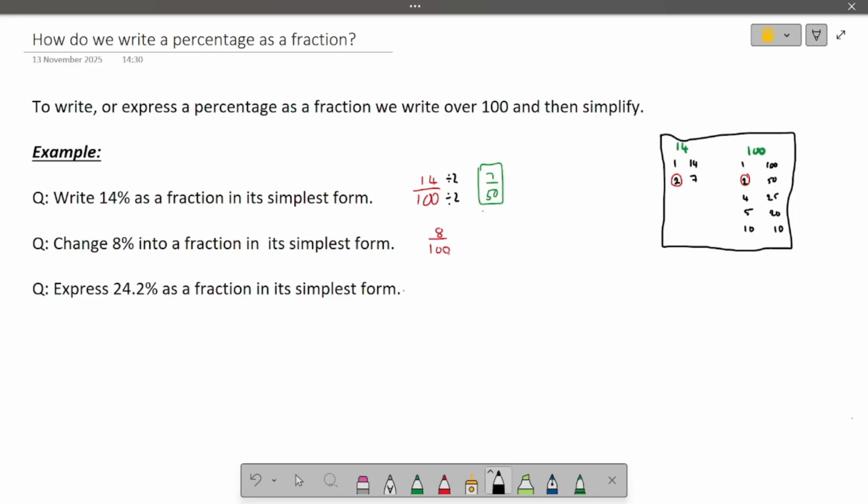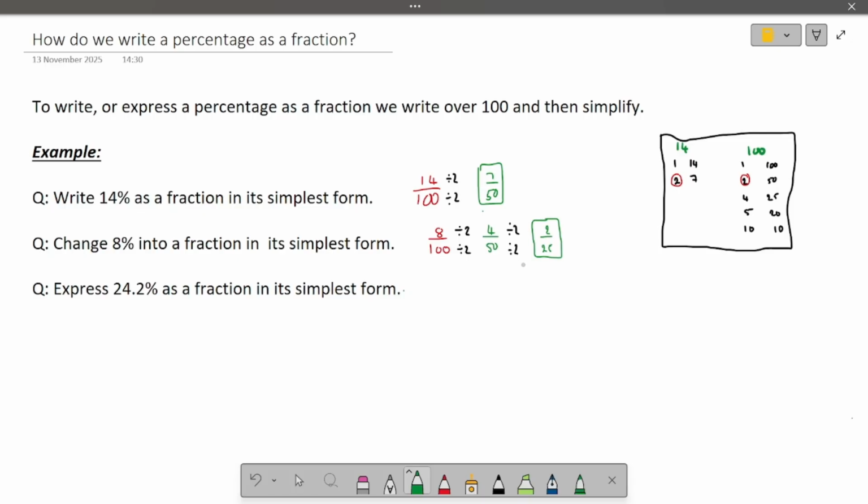So 8 and 100 are both even, so we can divide by 2 to begin with at the top and the bottom. Now, please do remember that once you've started the process, what you do to the top, you must do to the bottom, right? So 8 divided by 2 is 4, 100 divided by 2 is 50. Again, we've got even numbers in the 4 and the 50. So these will again divide by 2 at the top and the bottom, remember. Okay, and this will give me 4 divided by 2 is 2. 50 divided by 2 is 25. And that is as far as we can go.